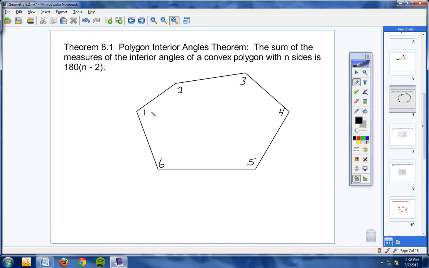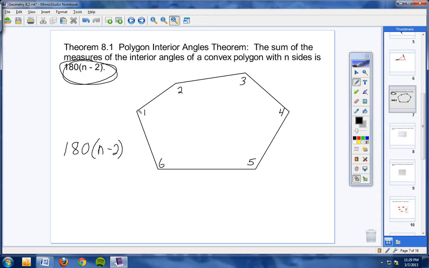Now guess what, students? I cannot tell you what the measure of each of those angles are, but guess what I can do? I can tell you if you take angle 1 plus angle 2 plus angle 3 plus angle 4 plus angle 5 plus angle 6, I can tell you what all of those angles added together are. You can, Mr. Earhart? Yes, I can, using this formula right here. This formula says I take 180 times n minus 2. It's that easy. And n is the number of sides.